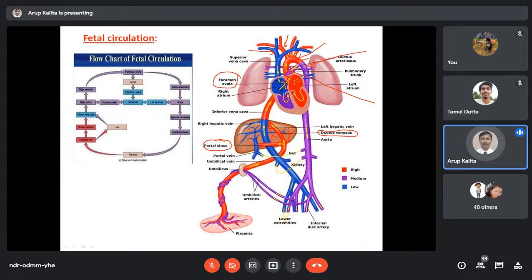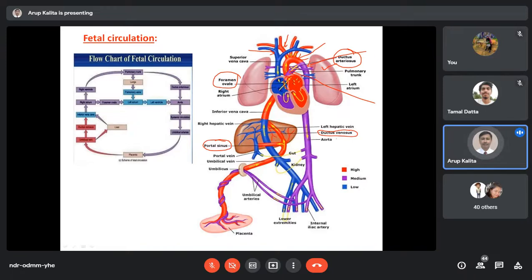Actually, from the pulmonary trunk, it should go to the lungs. In the adult, from the pulmonary artery, the blood should go to the lungs, but in the fetus, directly it will pour into the posterior aorta through one channel. That channel is known as ductus arteriosus. So ductus arteriosus is another shortcut. And from there, it will go via the umbilical arteries again back to the placenta. So this is the fetal circulation. In the fetal circulation, you will get shortcuts.